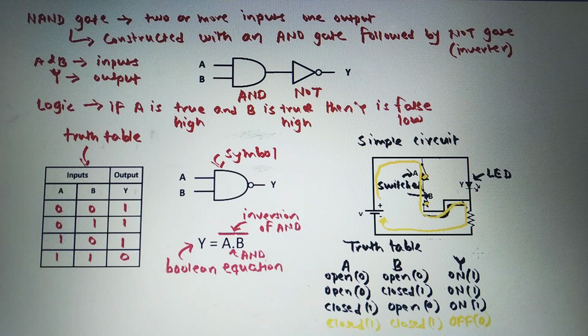So this is the truth table for the simple circuit of NAND gate, and this is all about the second type of derived gate, that is NAND gate.